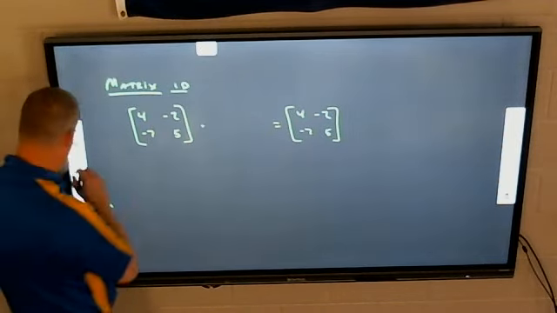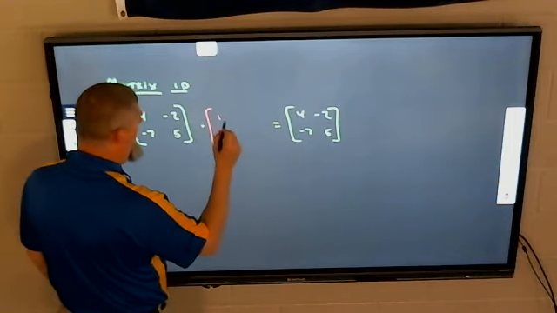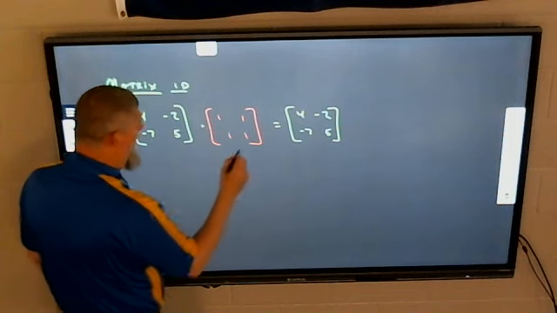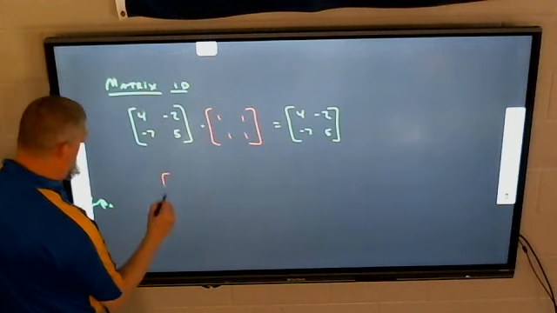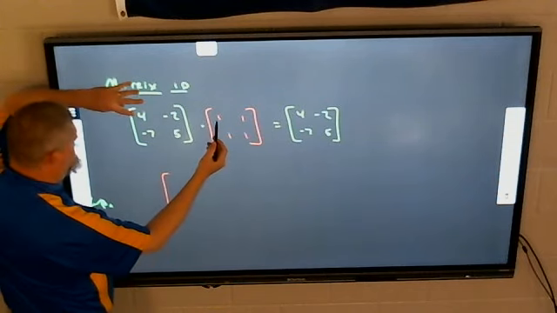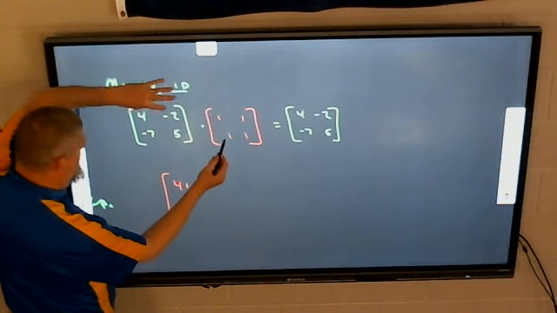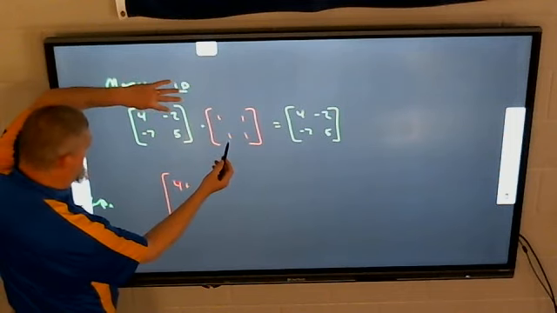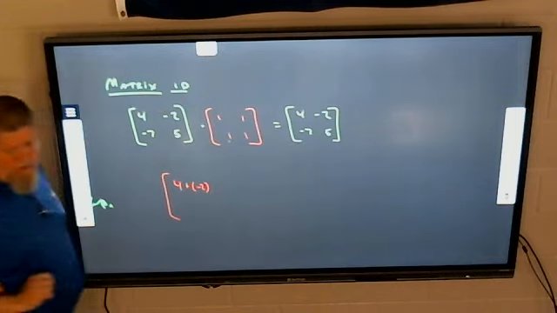One. Okay, let's try it. Let's see if that's going to work. 1, 1, 1, 1, okay? I wouldn't write that down in my notes yet because it's not true, but you guys said it, so let's try it. To multiply these out, what is 4 times 1? 4. Plus negative 2 times 1? Negative 2. That equals 2. That's not the same number.